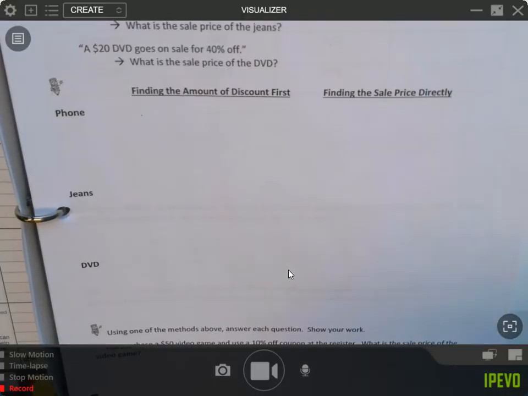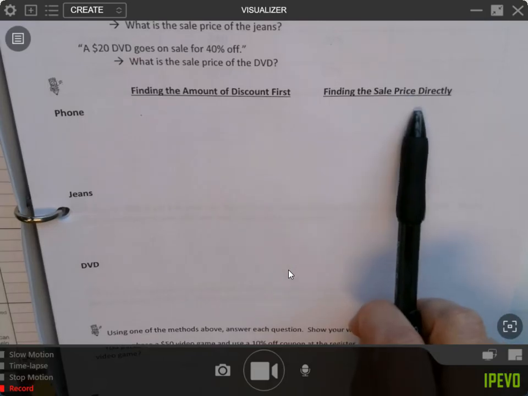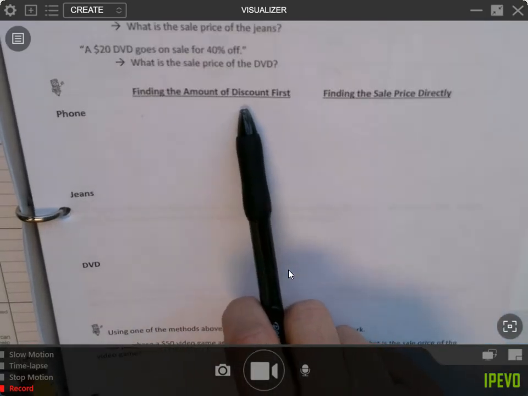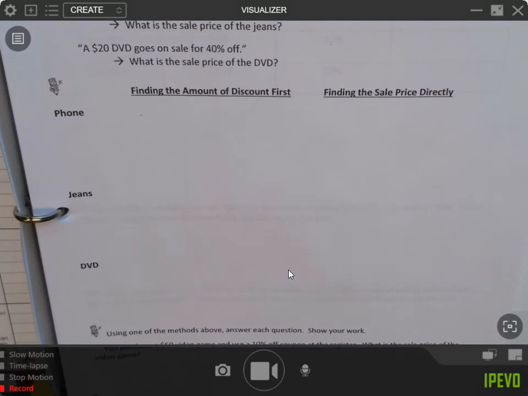So we need to be able to figure out how much these are going to cost. Is it a good deal? Do we want to buy them? So let's look at how we're going to figure these out. There are two different ways we can do it. One way is finding the amount of discount first, doing the math that we did in the last objective. And then we're going to subtract that off of the original price. Or we're just going to go directly to finding that sale price. So I'm going to show you both ways to do it. Either way works. You get the same answer, and you're going to decide which one works best for you.